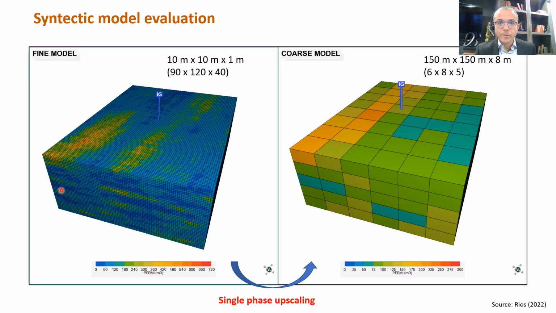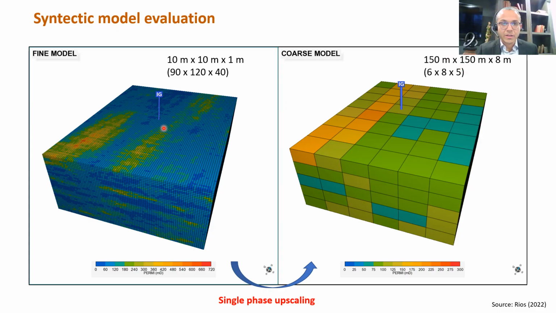To test our proposal, a synthetic heterogeneous model of a saline aquifer was created using a high-resolution grid scale with around 400,000 grid blocks with a size of 10 by 10 meters horizontally and 1 meter of thickness. And a single-phase flow upscaling technique was applied to create a coarse grid with only 240 grid blocks with a size of 150 by 150 meters and 80 meters in thickness.